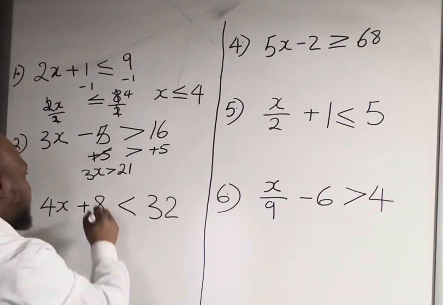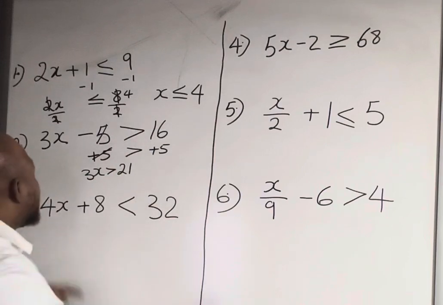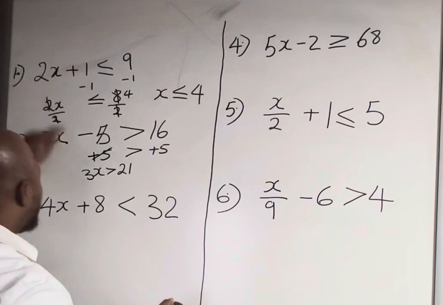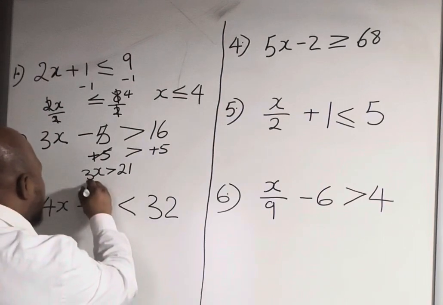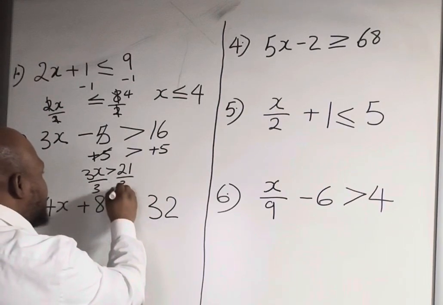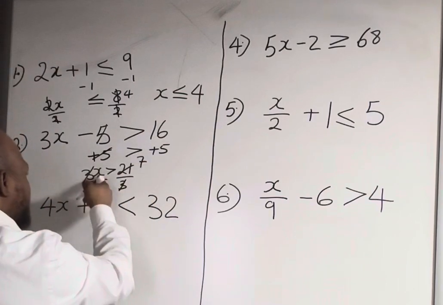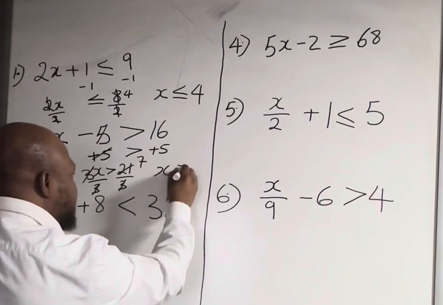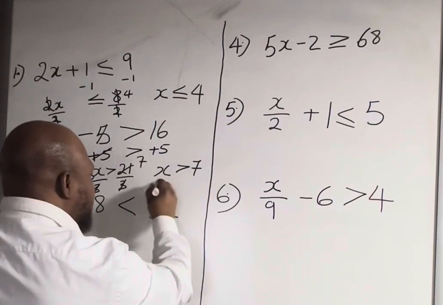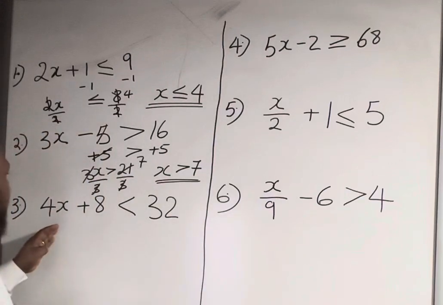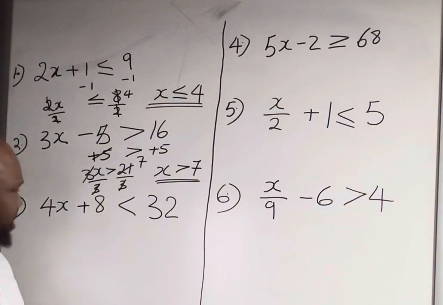16 plus 5. Divide both sides by 3, just like in the first case we divided by 2 because the coefficient is 2. In this case it is 3 divided by 3 and 21 divided by 3. 3 goes into 3, we have x, and 3 into 21 is 7. So x is greater than 7. That's the second solution. This is the first one. The third one is also the same thing.